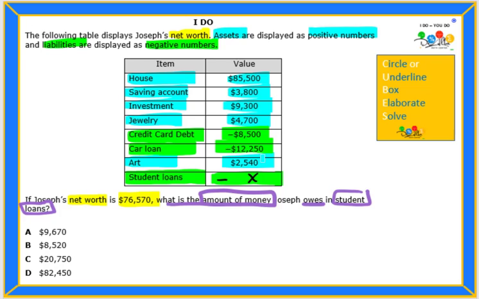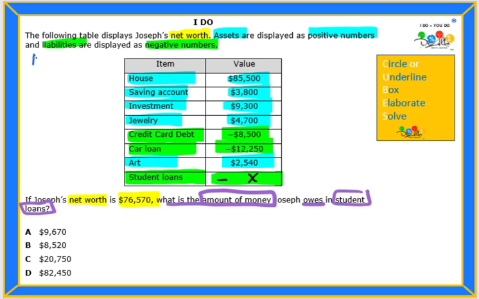Now, let's remember that when we have to figure out the net worth, we take all of the assets and we subtract the liabilities. Even though we already have the net worth, we are trying to figure out a piece, so we're going to approach the problem in a pretty similar manner. Let's go ahead and get started.